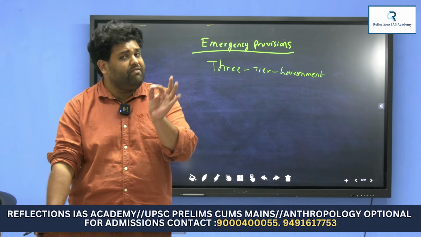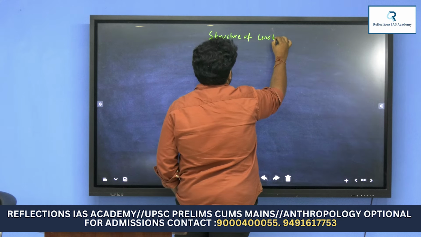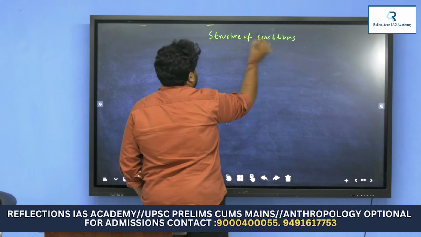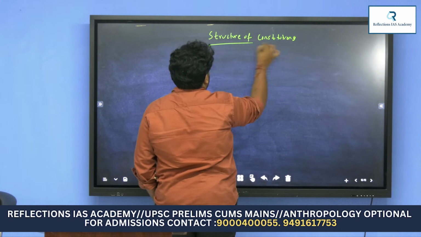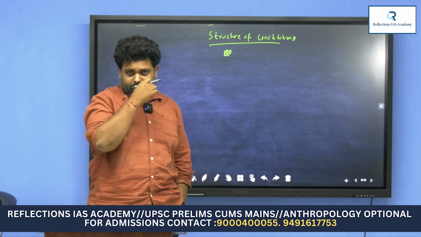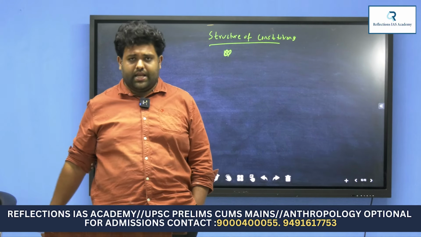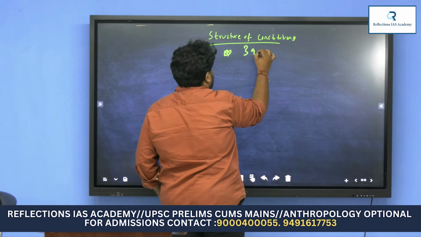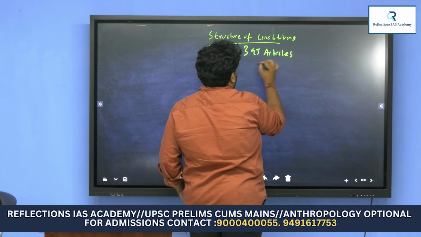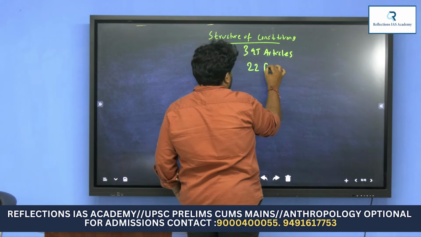Now next we will see a very important part, sir: the Structure of the Constitution. Our Constitution has 395 articles, which comprise 22 parts. The Indian Constitution contains 395 articles, and we have 12 schedules as on date.